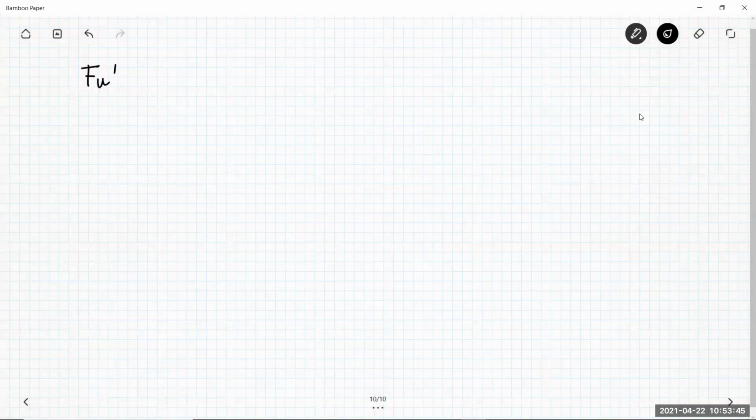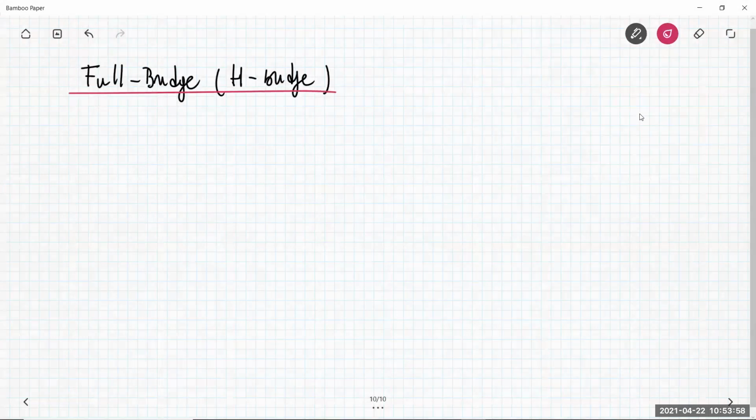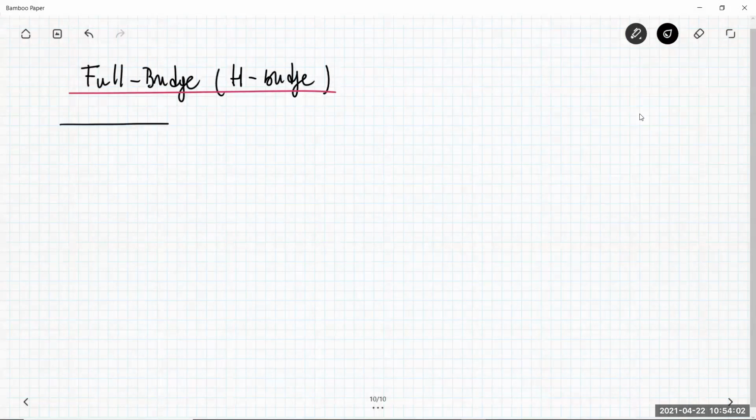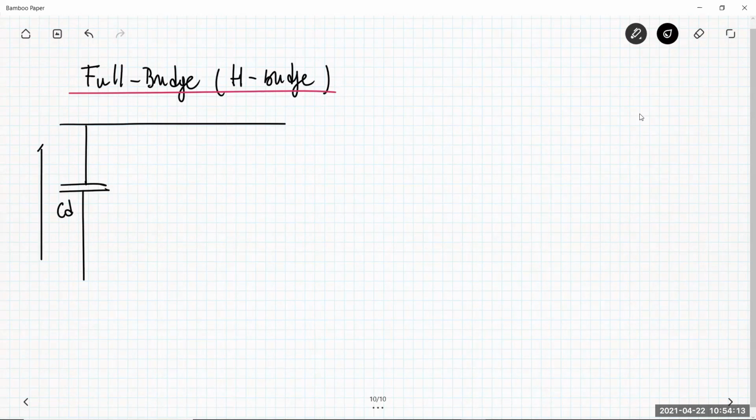and this leads to what is called the full bridge, or, as I said by mistake yesterday, H bridge. The H bridge is the practical implementation of what I said up to now. So I have to put two switching power poles, A and B, in parallel.